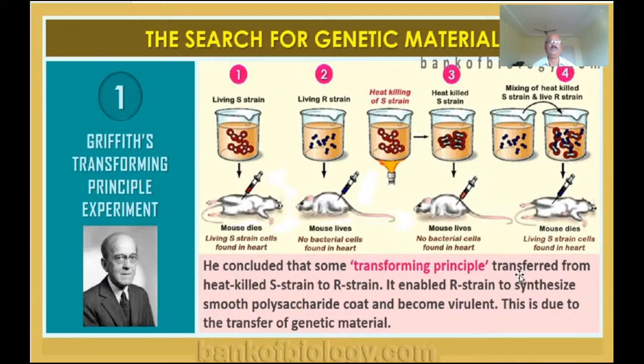So in this experiment, he concluded that some transforming principle transferred from heat-killed S strain to R strain, enabling the R strain to synthesize a smooth polysaccharide coat and become virulent. This is due to the transfer of genetic material. Due to the transfer of genetic material, the R strain becomes virulent, so it causes disease and the mice die.